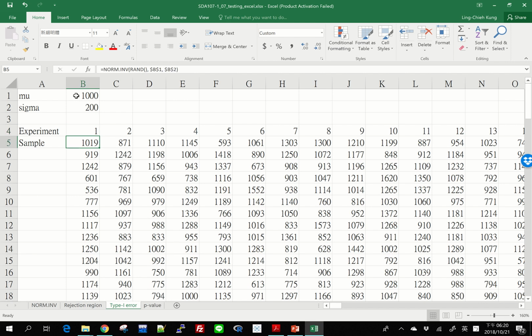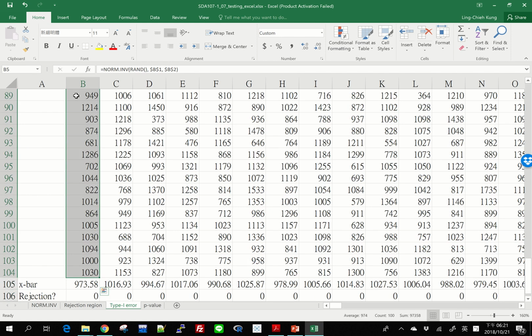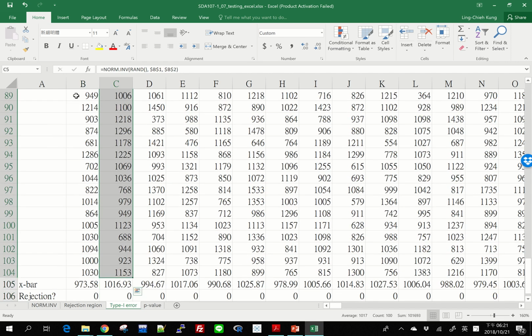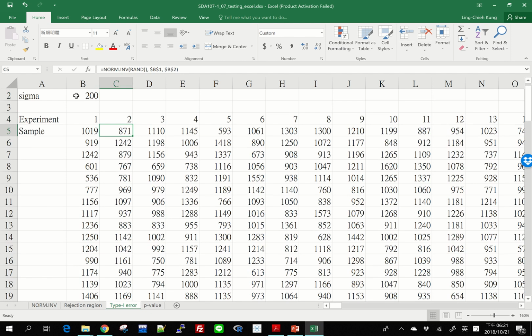For example, on day 1, I get numbers like 1019, 919, 1242, and so on. These numbers are the 100 sampled values in my first day sample. And then I have my second day, and for the second day, I get random samples again, another 100 numbers. Now very quickly, let's take a look at how I get those samples.